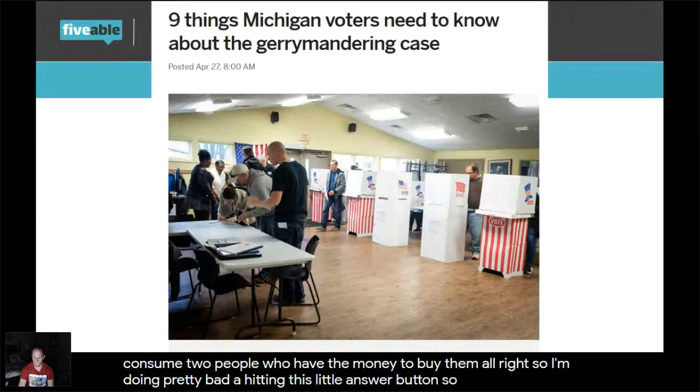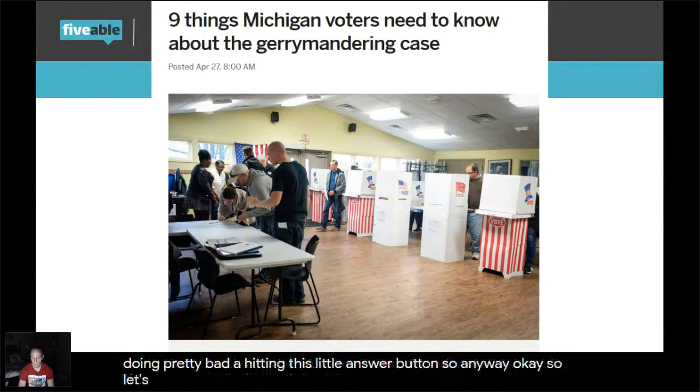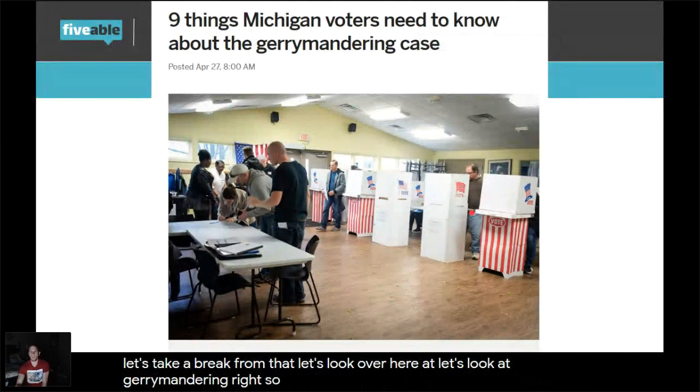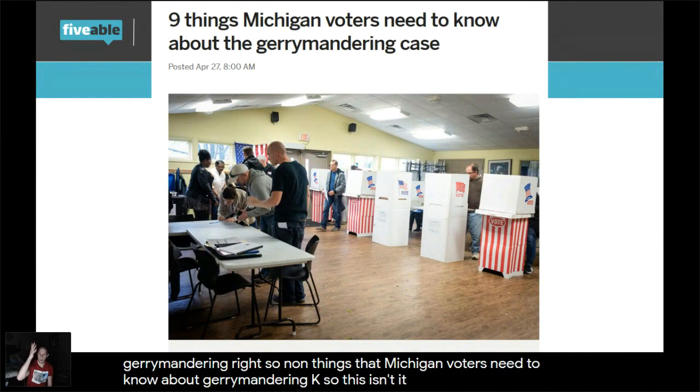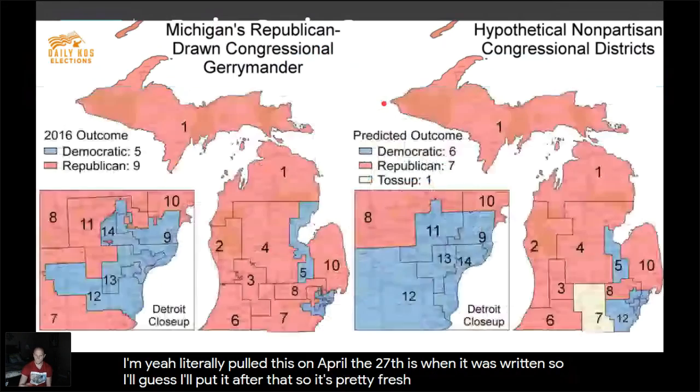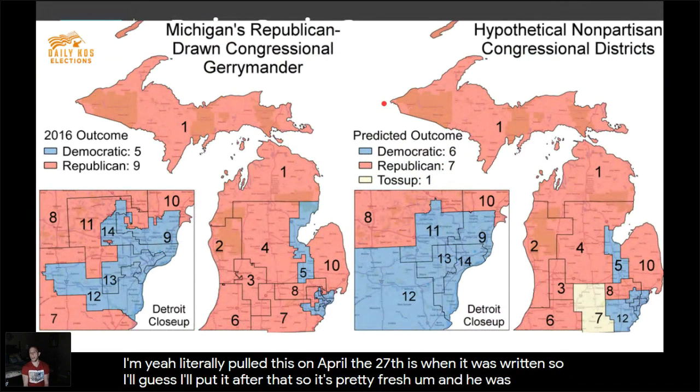So anyway, okay, so let's take a break from that. Let's look over here at gerrymandering. All right, so 9 things that Michigan voters need to know about gerrymandering case. Oh, this is in the news right now. I mean, I literally pulled this on April the 27th is when it was written. So I guess I'll pull it after that. So it's pretty fresh. And here's what you're looking at in Michigan.